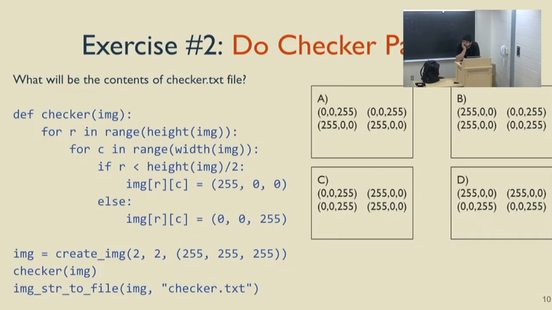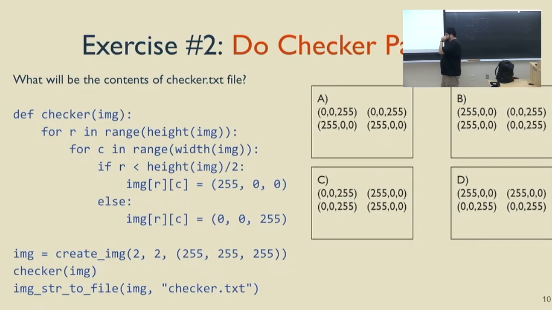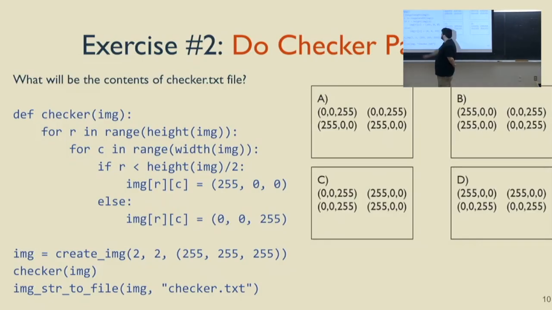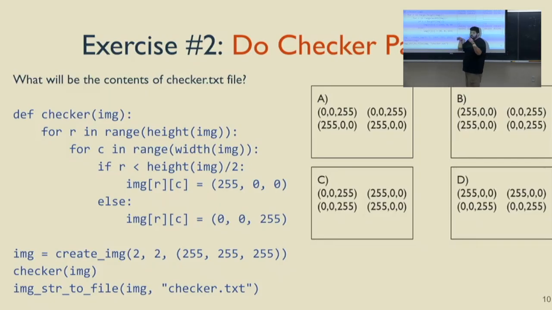What is the answer to this question? A, B, C, or D? D. Why is that? Because the image is 2 by 2 pixels, and it's a white square, just a white square, 2 by 2.